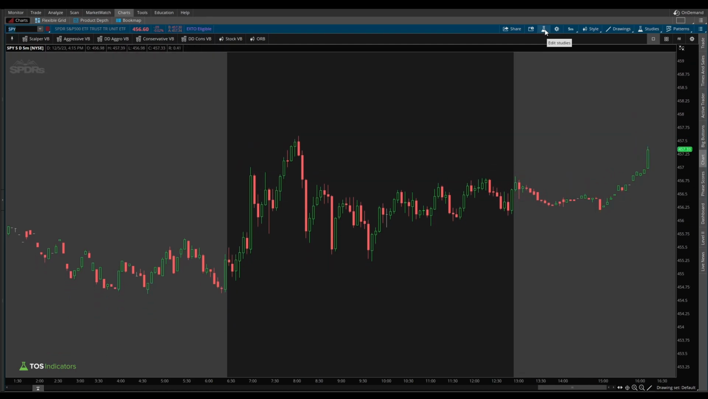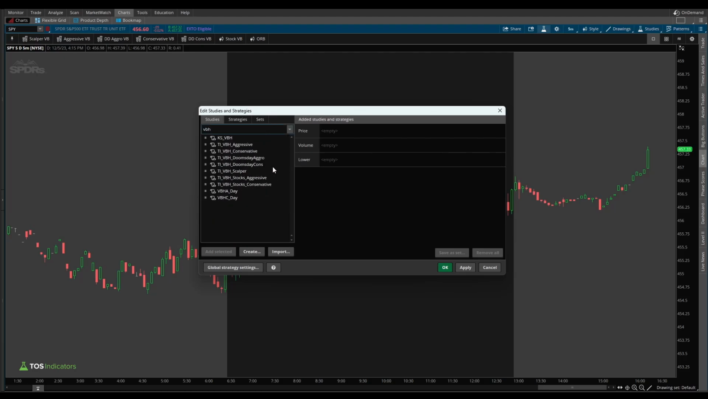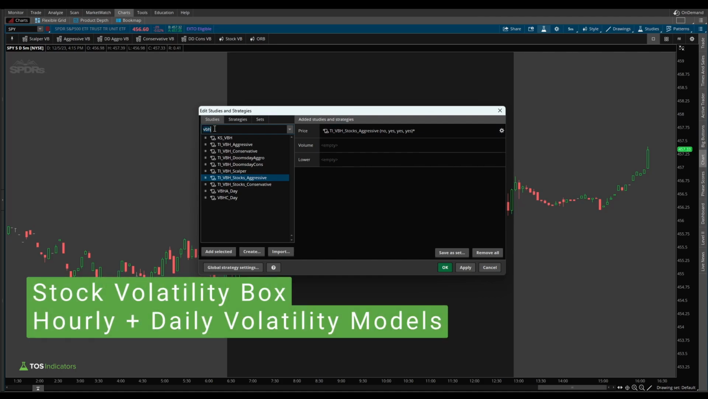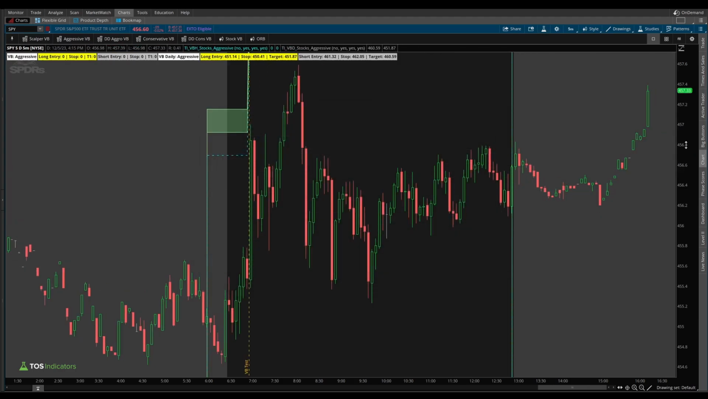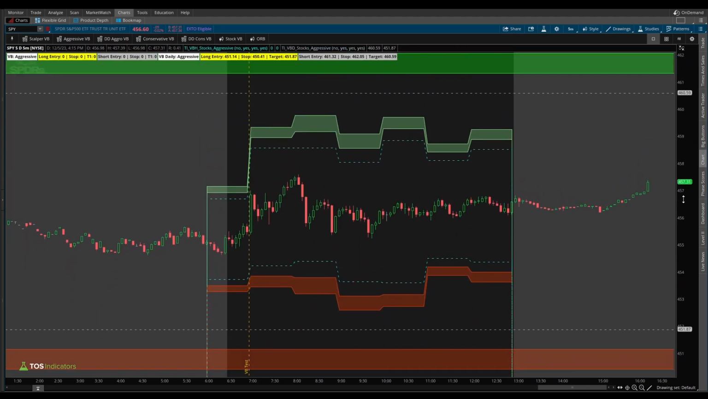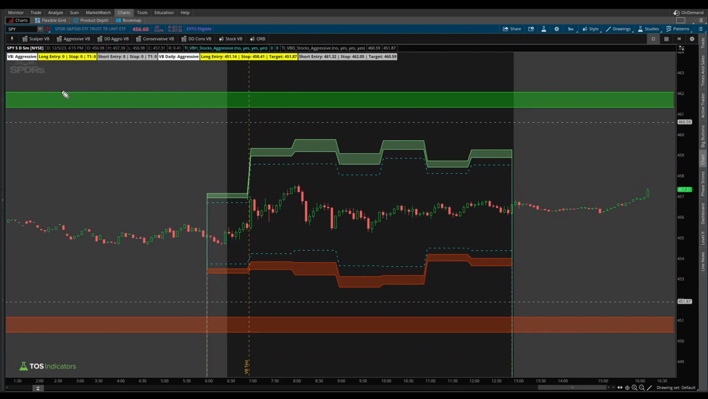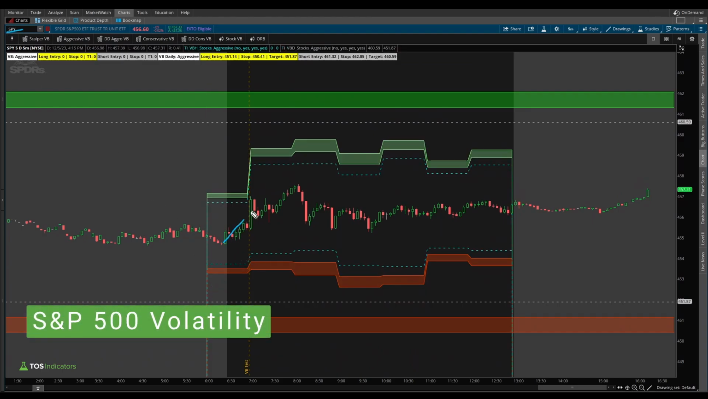To measure and compare volatility, I'm going to be using our Volatility Box models. I'm loading in our hourly stock models, the aggressive ones, along with our daily stock models, the aggressive ones. I'll load both, click apply, and now if I zoom out on our chart, you should notice the S&P today chopped well inside of its Volatility Box models.